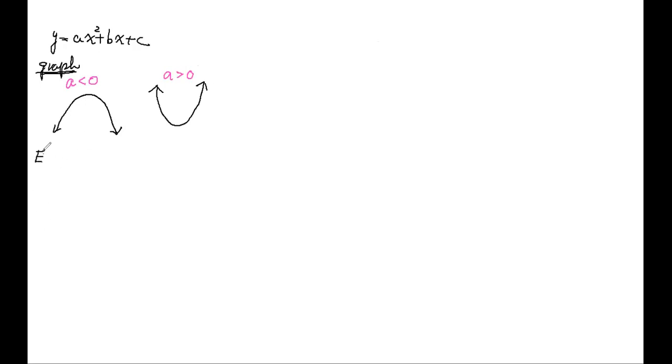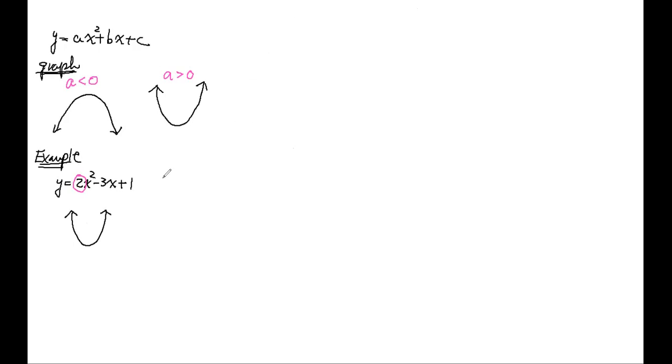So for examples here, let's take a look at the example. If you say y is equal to 2x squared minus 3x plus 1, for this one, you say, oh, this is the coefficient in front of my x squared. So I know immediately this function, when I graph it, should open up.